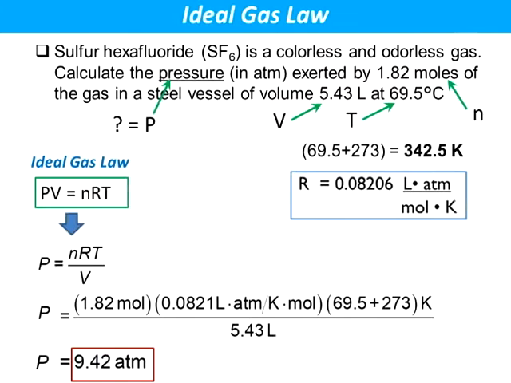Again, we recognize this as an ideal gas law problem because when we marked up our problem, we had P, V, T, and n. When we see that in the problem, we right away know that this is an ideal gas law problem.